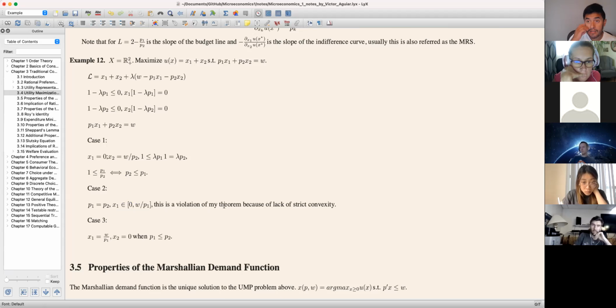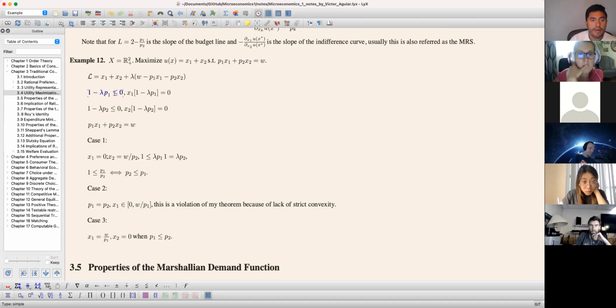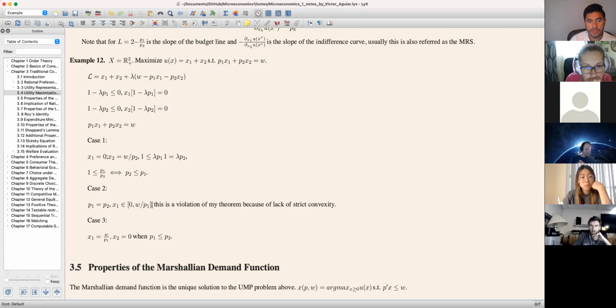basically all of these are solutions. So I can just go here and start verifying that all of these hold in the Kuhn-Tucker condition. So this is something you can do, very easy to do.